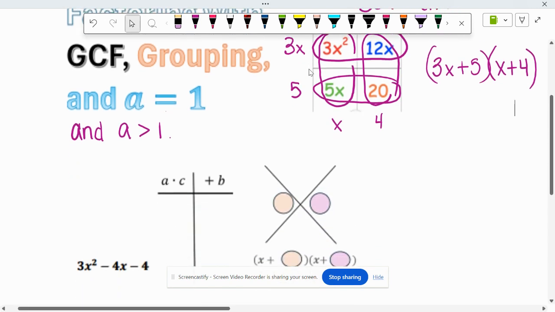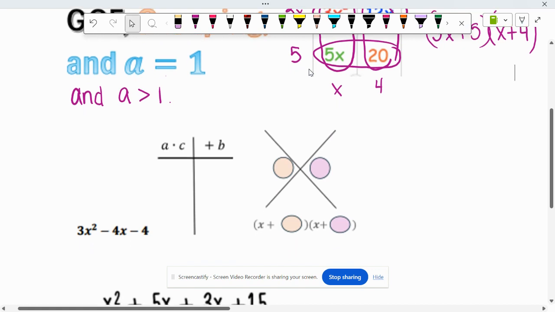What's going on in this next one? What method is this showing us? Look at your leading coefficient. Your leading coefficient is not 1. So this is your grouping method. This is going to have to be grouping. Okay.